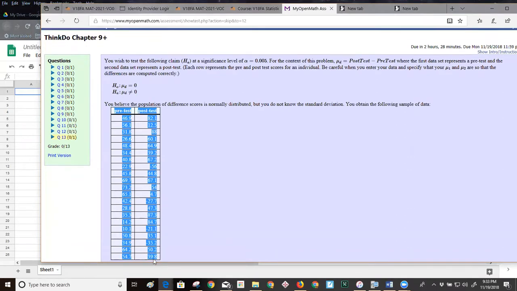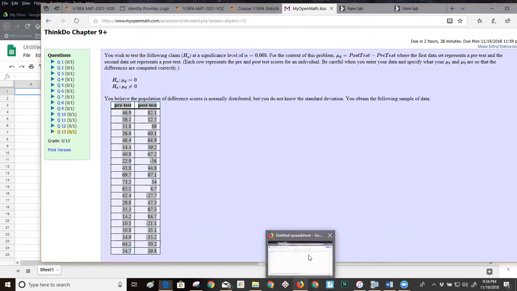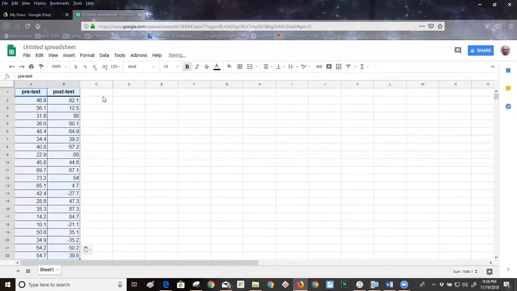So I'm just going to select them, and I'm going to Control C. I'm going to go to a spreadsheet, click once and Control V to paste them in. And then I've got to do the differences. So I'm going to subtract them.